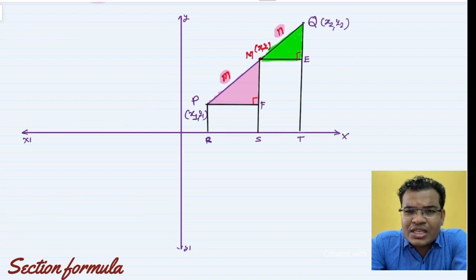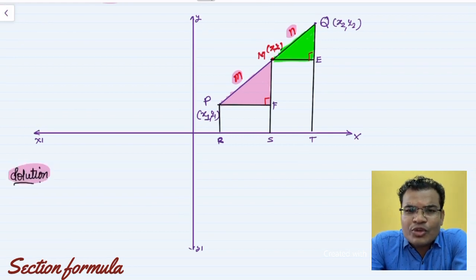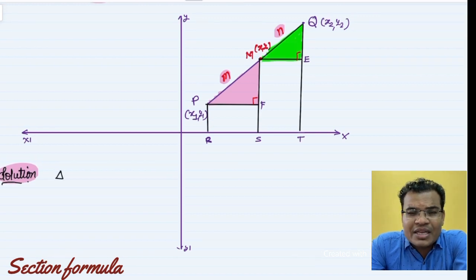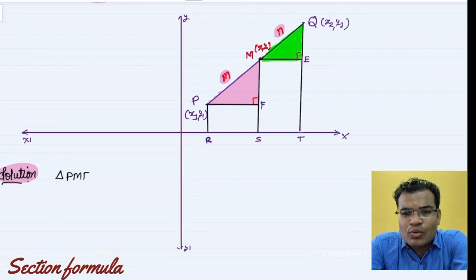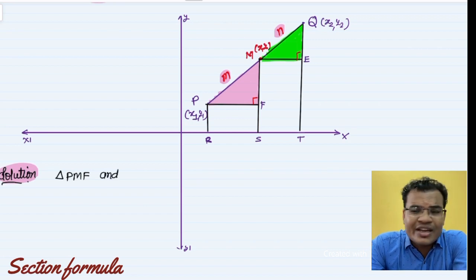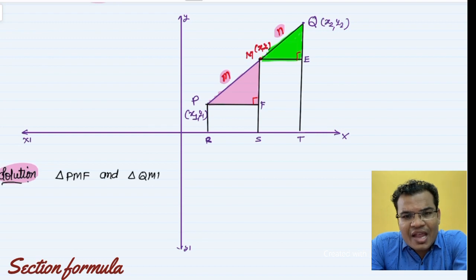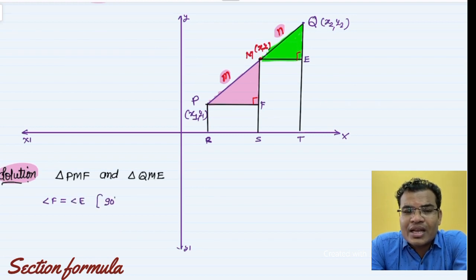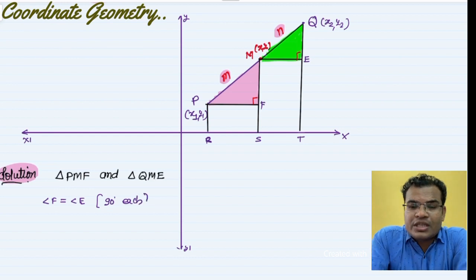So guys, we know that these two triangles are right-angled triangles, as E and F are the right angles, and we will go with the proof that these two triangles are similar. So we'll go for the angle property and find two angles that are equal. Basically three angles should be equal, but two is enough because the third will automatically be equal. So in triangles PMF and QME, we have angle E and angle F equal. Why are these two equal? Because both angles are 90 degrees each.